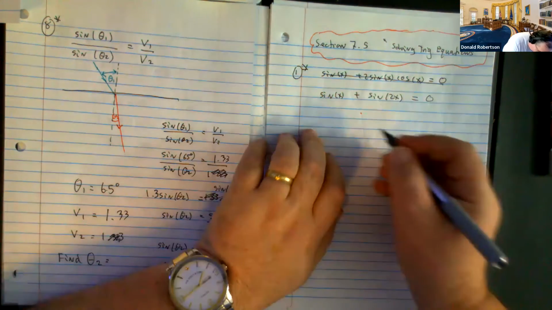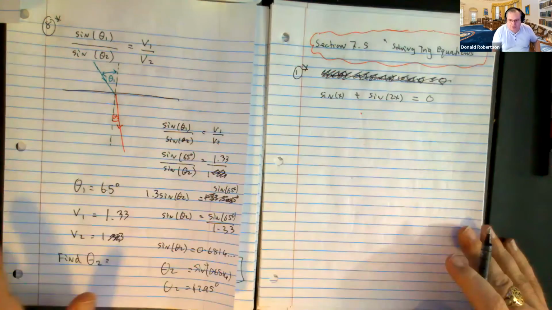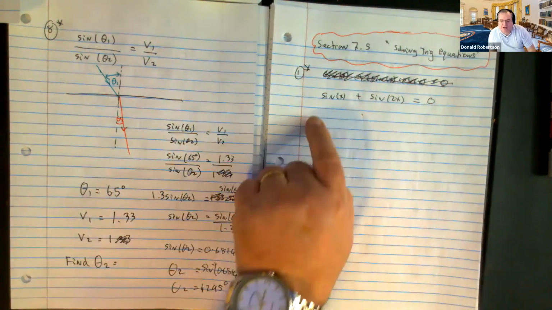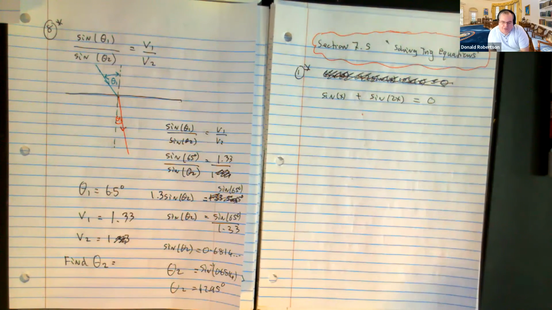So let's pretend you don't know what that is, because that is going to be the next line. We are trying to solve an equation that has a mixture of sine x and sine 2x in it. None of the techniques that we've used so far are going to work.